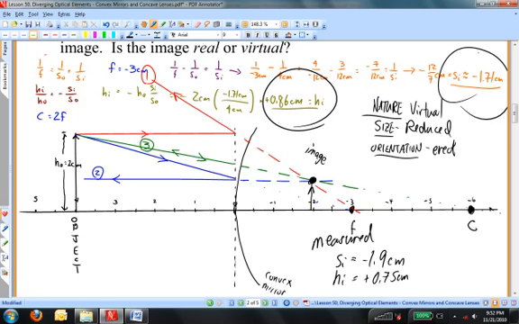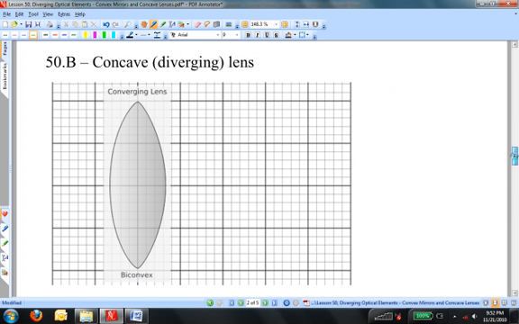Now let's talk about the concave lens. What I want you to remember about concave lenses, we want to compare with convex lenses. So I've sketched here a convex lens, and I want to show what happens to parallel rays of light that pass through a convex lens, and then we'll play the same game with a concave lens.